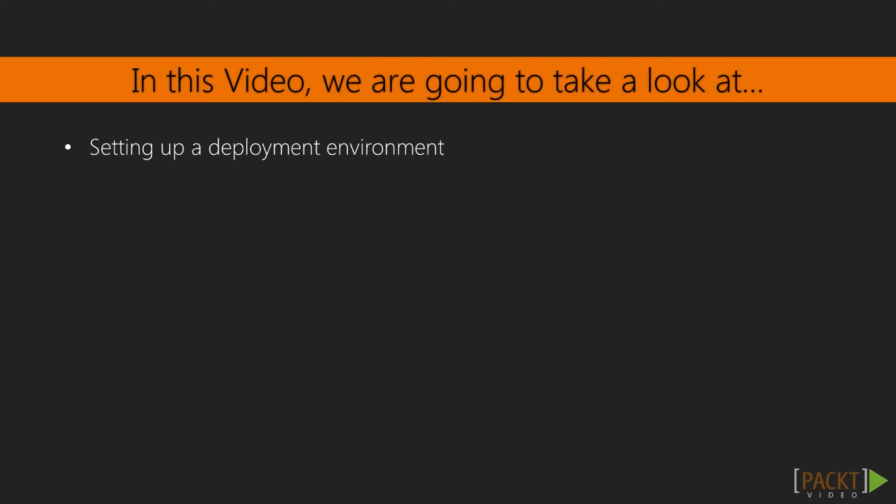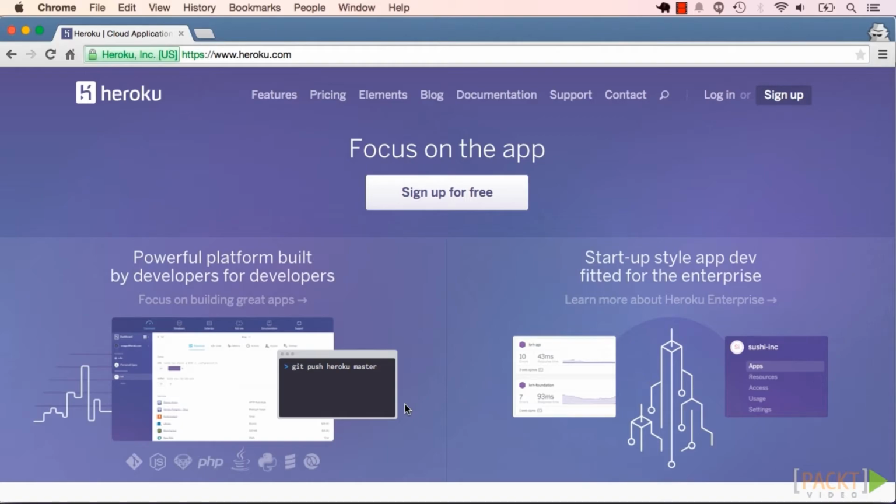In this video, we'll talk about how to set up a deployment environment. The final thing we need here is a simple way to deploy the Flask application. That is a way to put the Flask application up online so that people can see it. A popular deployment service is Heroku.